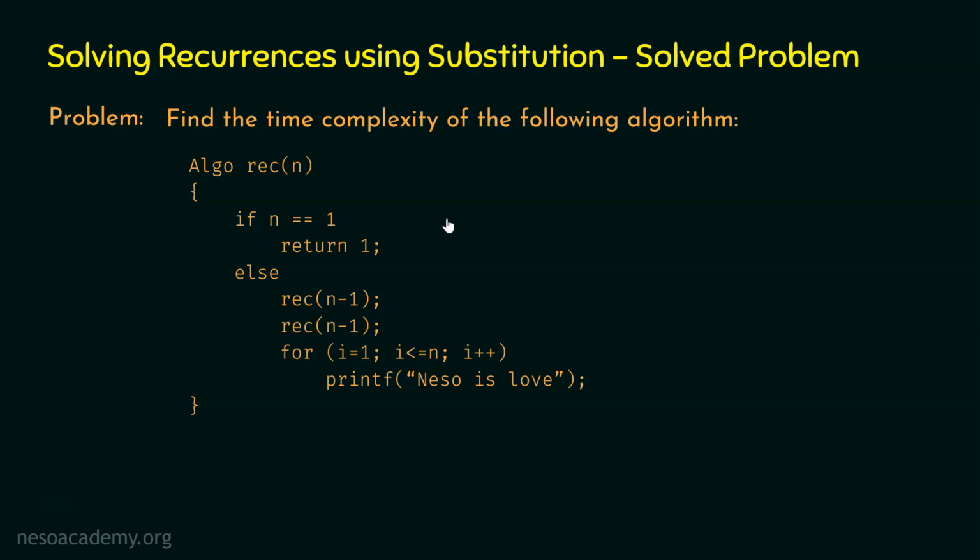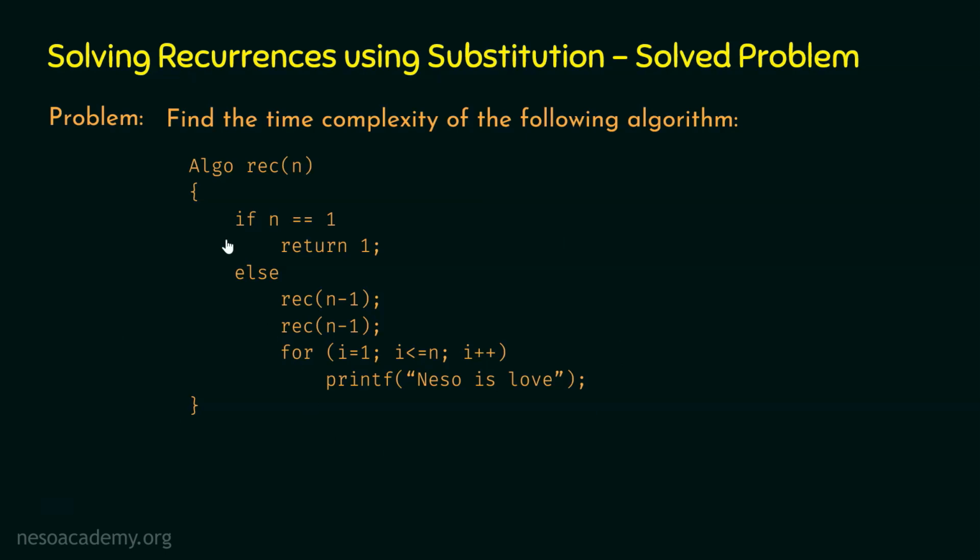The first step is to write the recurrence relation for the time of the algorithm, and step number 2 is to solve the recurrence relation using the substitution method. And finally, we can represent the result using the asymptotic notation. So these are the steps which we can follow in order to find the time complexity of a recursive algorithm. Now we are going to follow these steps to find the time complexity of this algorithm.